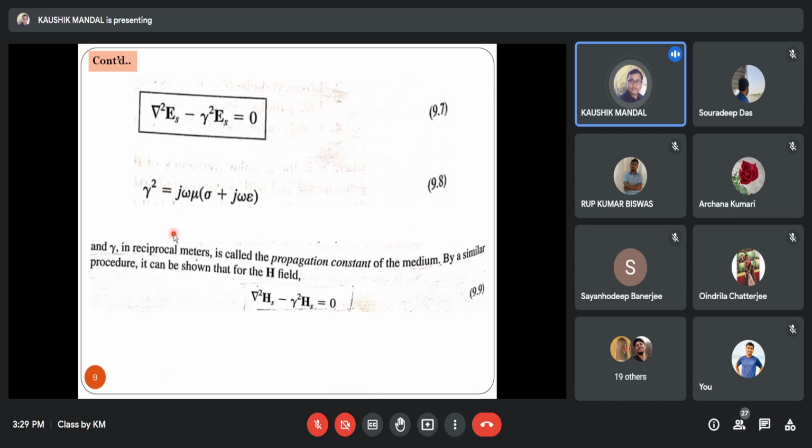So similarly, you can find out the wave equation in terms of magnetic field also, and it will be like that: grad square Hs minus gamma square into Hs is equal to 0. So these equations number 9.7 and 9.9 are known as the wave equations.